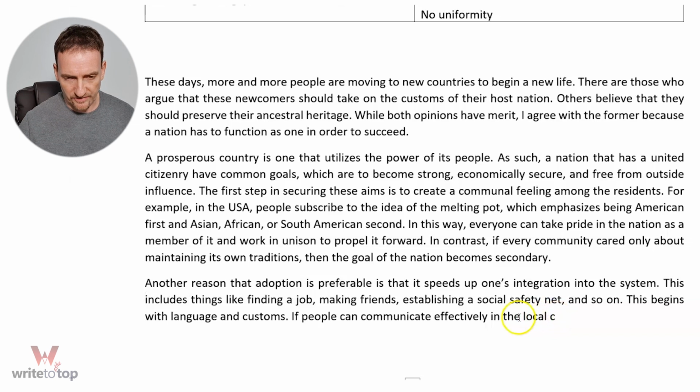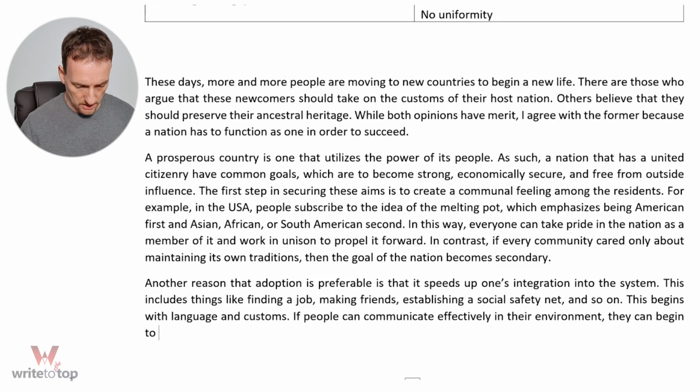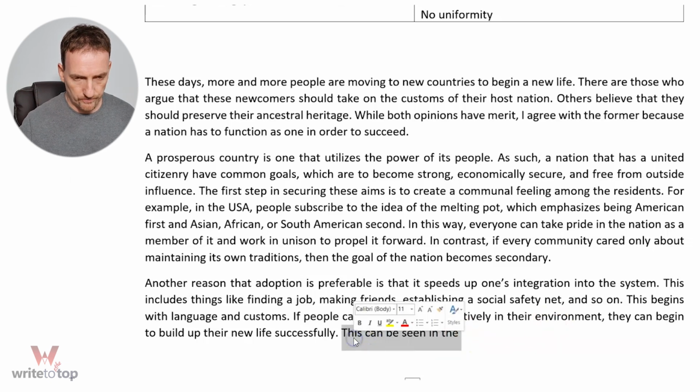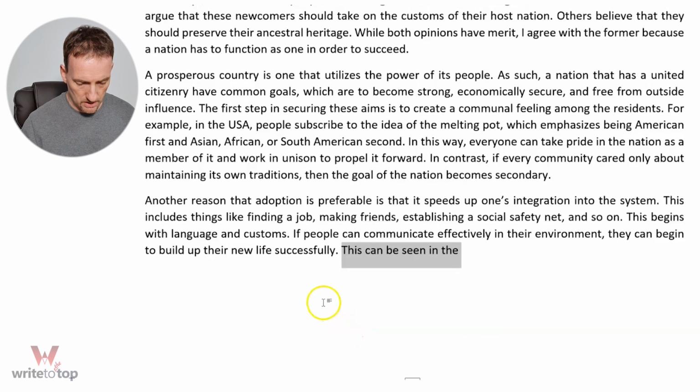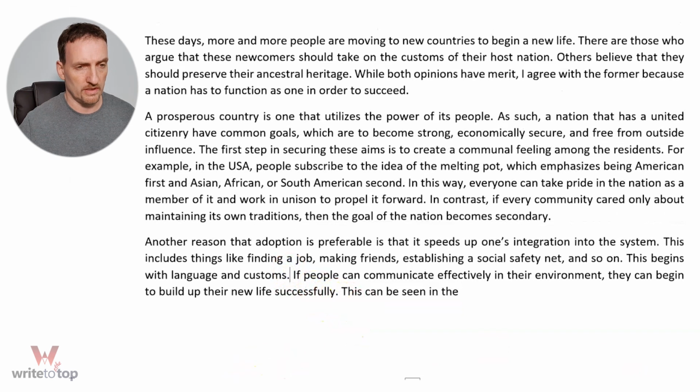If people can communicate effectively in their environment, I'll put, just for new words, this can be seen in the okay, how do I transition here? So let me look at my time again.